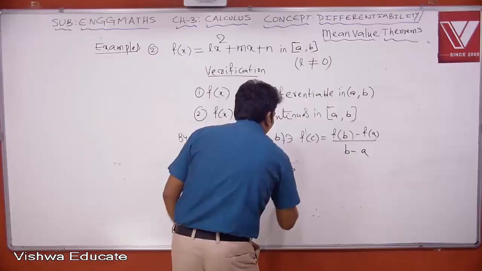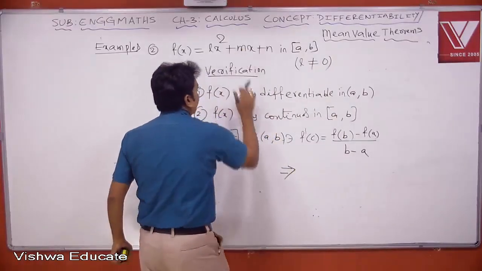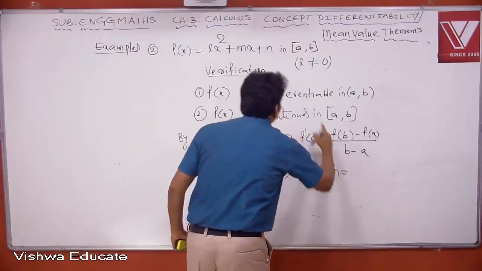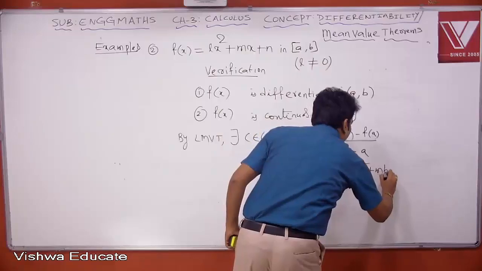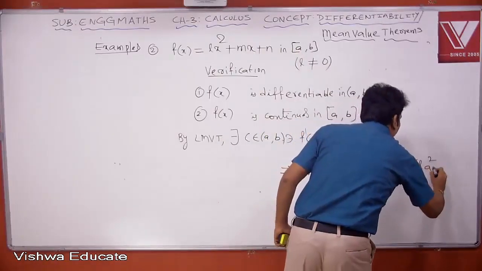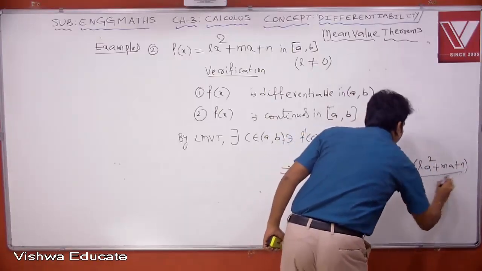So this implies, what is f dash of C? Derivative of this is 2lx plus m. So derivative is 2lc plus m equal to f of b minus f of a divided by b minus a. This is lb square plus mb plus n minus la square plus ma plus n divided by b minus a.